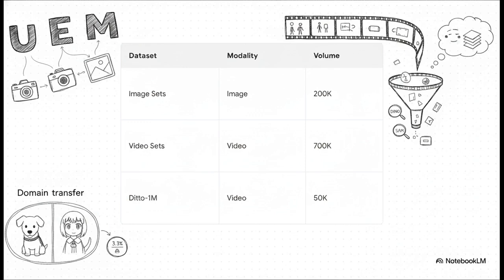But I really want to draw your attention to the bottom row here, Ditto 1M. This is specifically a video editing dataset where you have an original video and an edited version of that video in a completely different domain, say a real-life video that has been turned into a 2D anime style. Notice that they only used 50,000 samples from this entire dataset. Why so few? Why does this highly relevant edited video data account for only 3.3% of their total training data?